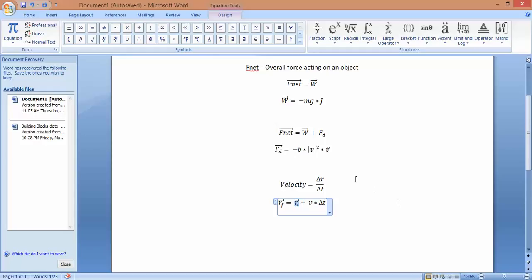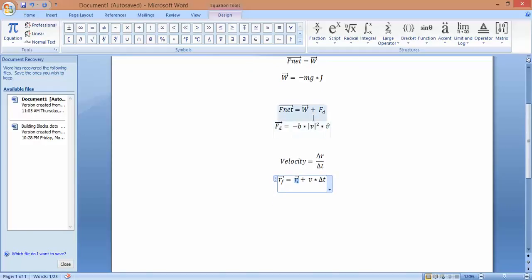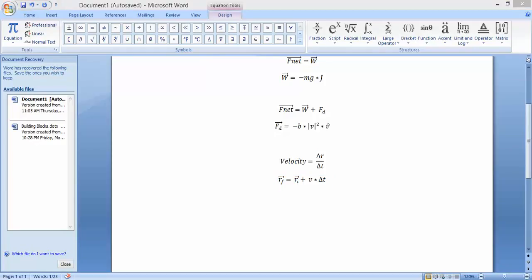For the second model prediction line I also incorporated a drag force. What a drag force is in this case is technically the air resistance acting on the object. The drag force always moves in the opposite direction of the object's motion and increases as the velocity increases. So for the second model prediction line I stated that my F net force equals the weight force plus the drag force. This drag force equals negative b, which is the constant, times the magnitude of the velocity squared times the unit vector of the velocity.